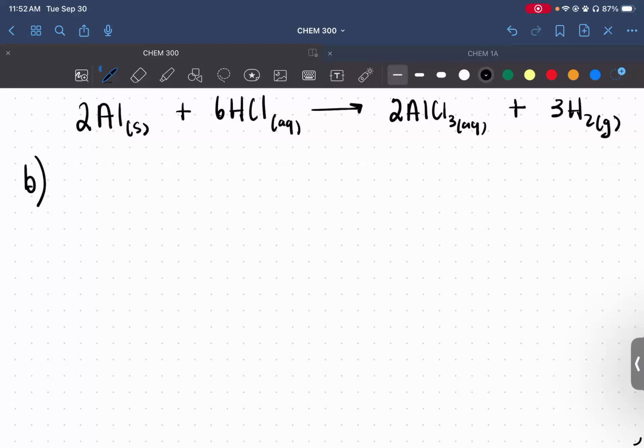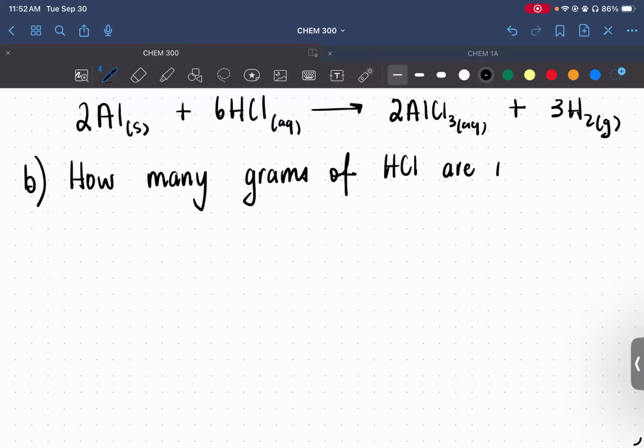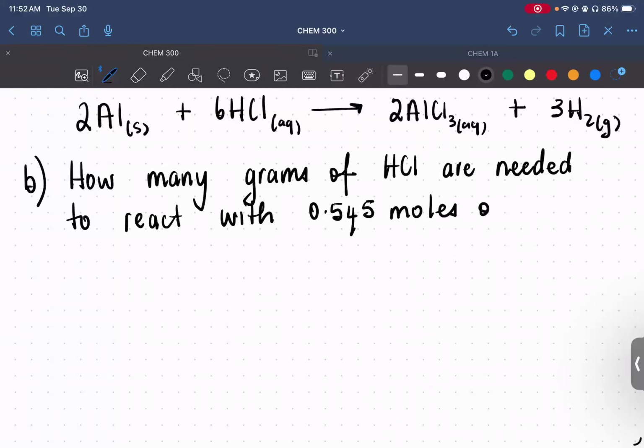Question B says, how many grams of HCl are needed to react with 0.545 moles of aluminum? Okay.